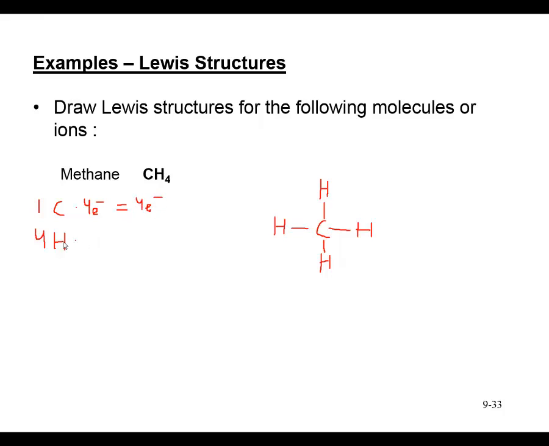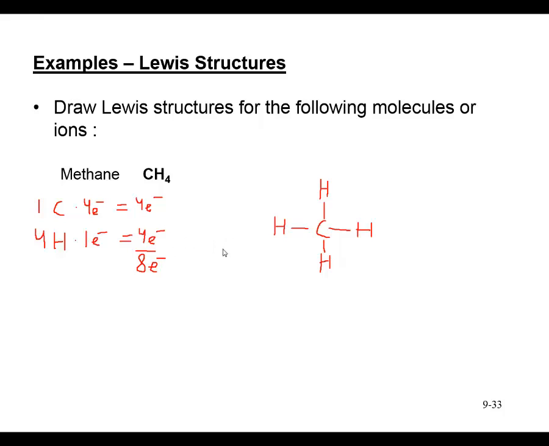And if I look at hydrogen, every hydrogen atom has 1 valence electron. Since I have 4 hydrogens, I multiply that by 1, and I get 4 valence electrons from all of the hydrogens. Add those up, and I get a total of 8 valence electrons. So I have 8 valence electrons to build that structure with.